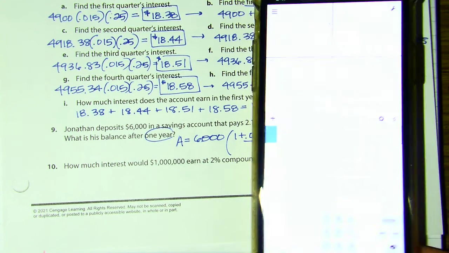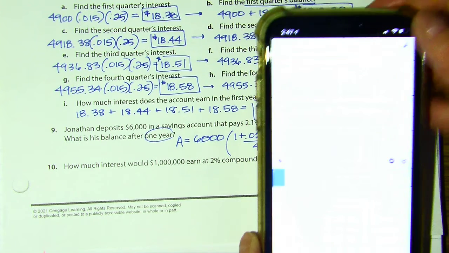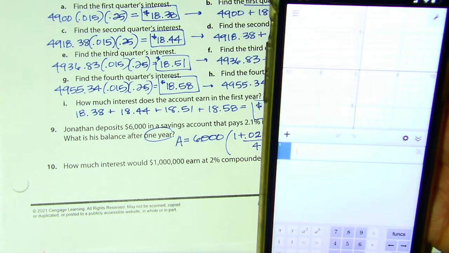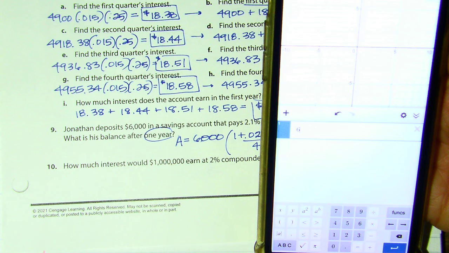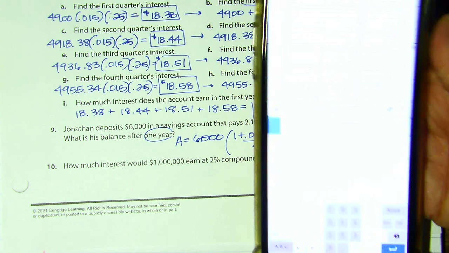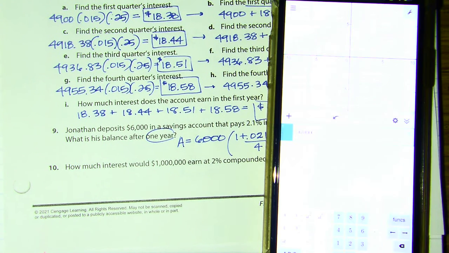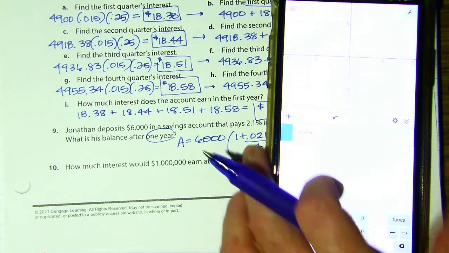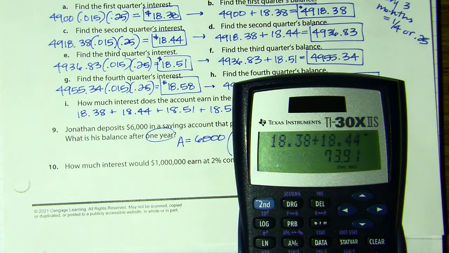I don't know if it's just going to create one big glare, and I think it is. Okay, so in Desmos, I can enter it the way it is, 6,000. Oh, I think it's just going to create too much of a glare for you guys. So I'll try it in my calculator.